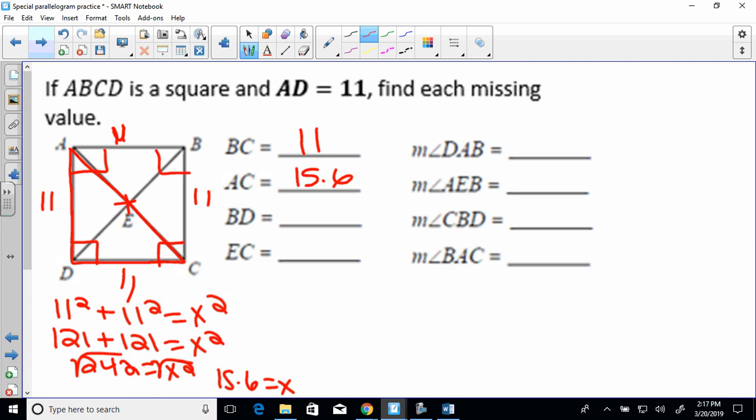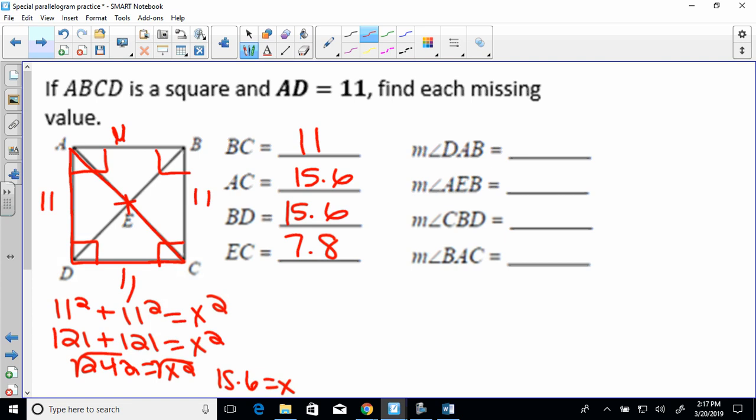And BD is the other diagonal, and in squares, the diagonals are congruent, so BD must also be 15.6. EC is half of the diagonal AC because the diagonals bisect each other. So therefore, EC has to be half of AC, which half of 15.6 is 7.8.